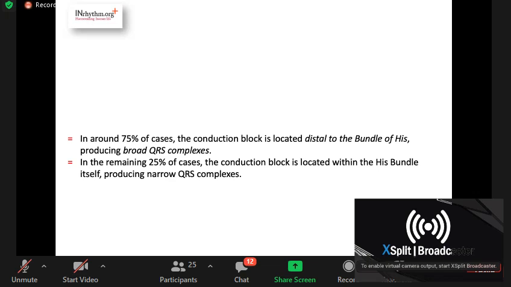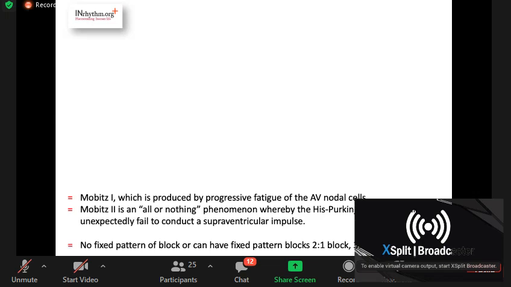a wide QRS. So whenever you are having a type 2 AV block, you look at the QRS complexes. If they are narrow, then probably you are dealing with a less common variety of type 2 AV block, which is situated in the bundle of His or very close to the AV node. But mostly they will have a wide QRS. So as I told, Mobitz type 1 is because of the gradual fatigue of the AV node, but type 2 is all or none. It will conduct or it will not conduct. There is no Wenckebach because of the infranodal disease.